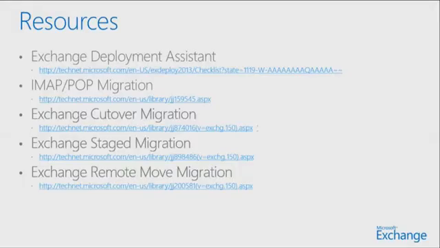And resources. All the resources I referred to earlier are listed here: the cutover, staged, and remote move migrations, IMAP and POP migrations, and of course the Deployment Assistant, which is big. If you have not used that Deployment Assistant before, please check that out. You can run through it and you don't have to put in any specific information. You can just run that wizard, and it'll tell you and link you to the files and documents that you need to have a successful migration.